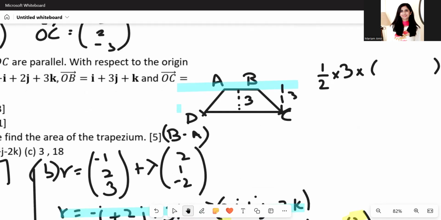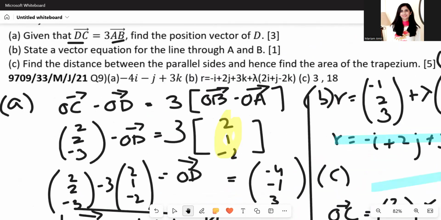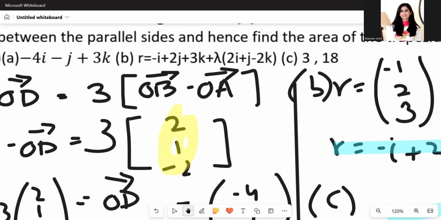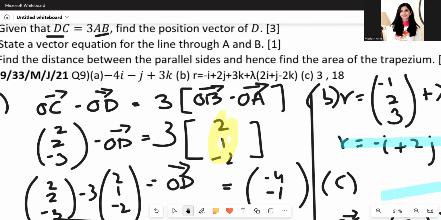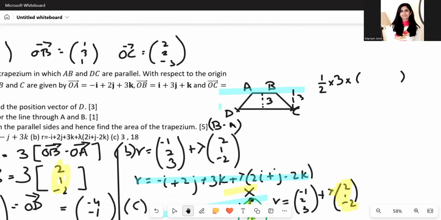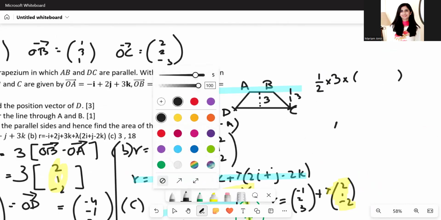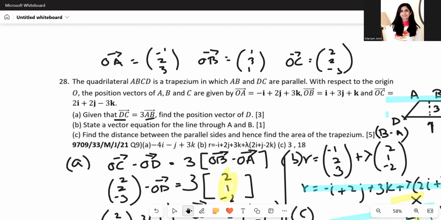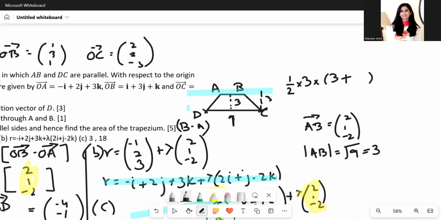Okay, do we have AB? I think we did find AB. Yeah, this is AB: (2, 1, -2), because AB is OB minus OA, which we've already found earlier, and we take its magnitude. So that will also be the square root of 9, which is 3. So one parallel side is 3. And for DC, we were told that it is 3 times AB. So 3 times 3 is 9. So this length would be 9.